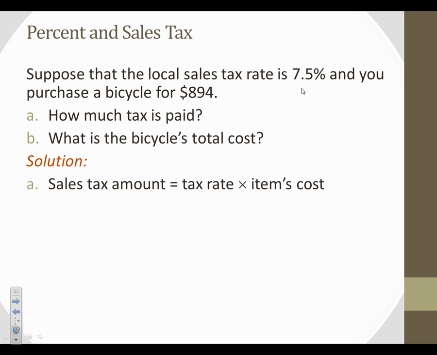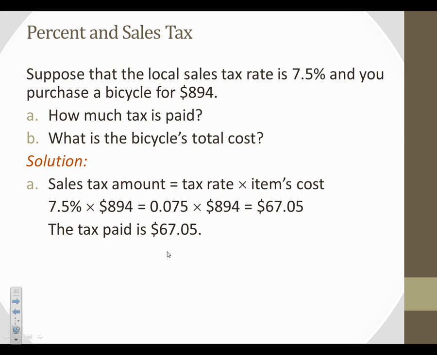So your rate is always that number given as a percentage, and you're going to take that percent and multiply it by the cost. So we have the percent times the cost, and we can't operate with percents, so we change that percent to a decimal, and 0.075 times 894 gives us $67.05. So our tax paid is 67.05. That is the answer to how much tax is paid.